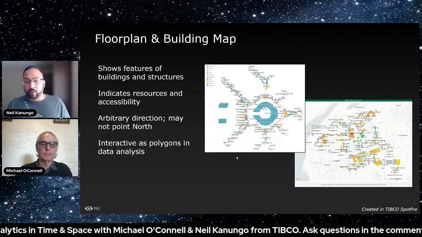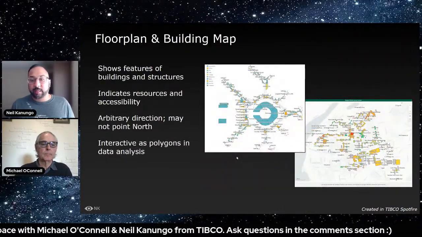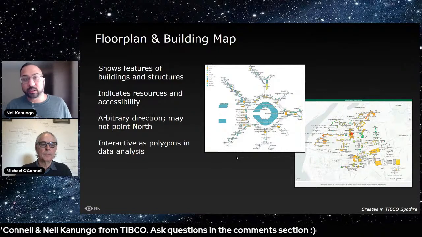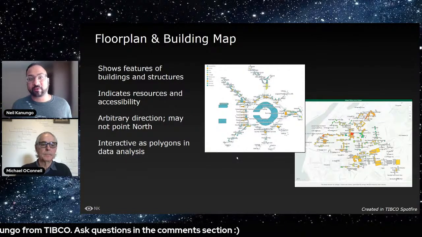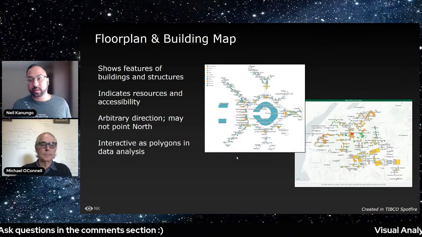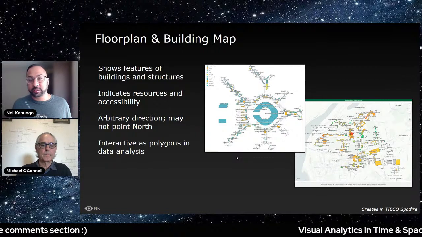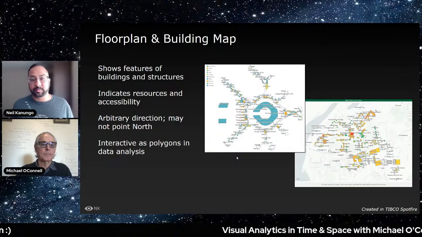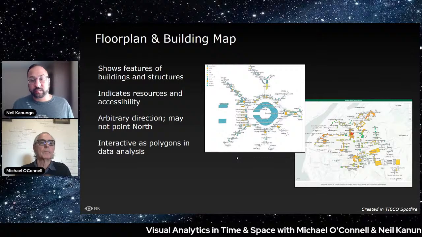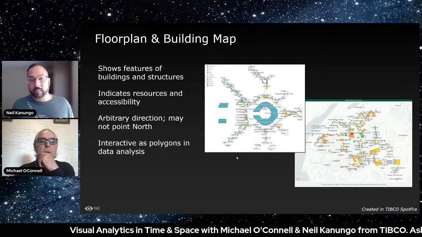We talked about the floor plan and building map. These are not necessarily geographical maps as they would lay on the surface of the Earth, and they may be pointed in different directions. They indicate resources and accessibility. They can be interactive with interactive polygons. So this is another type of map.